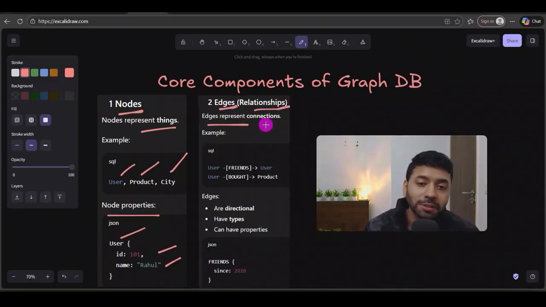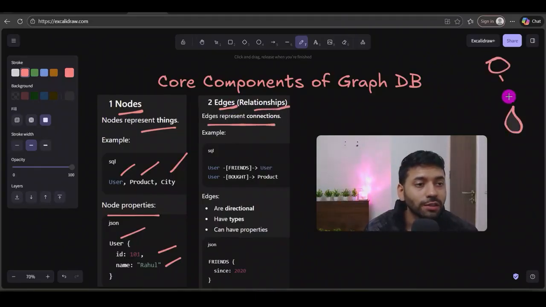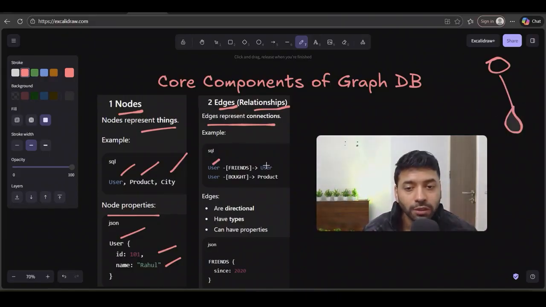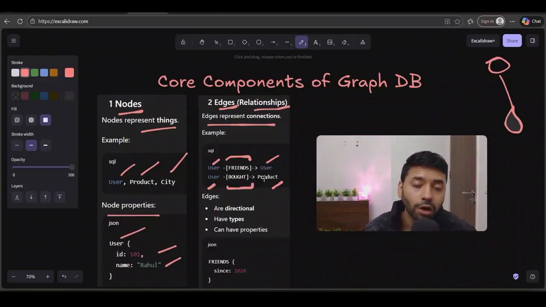Okay, so edges represent the connections. Like this is one node, this is another node, this is the edge, and this defines the relationship or the connection. So an example of an edge is: this is one node, this is another node, and the edge is this relationship, which is friends. Similarly, you have a node user, another node is product, and the relationship is bought, that user bought product.